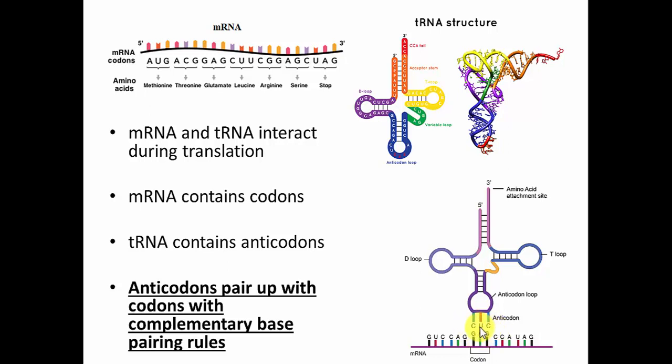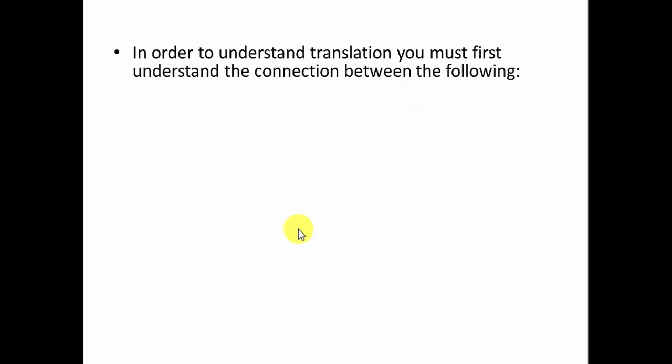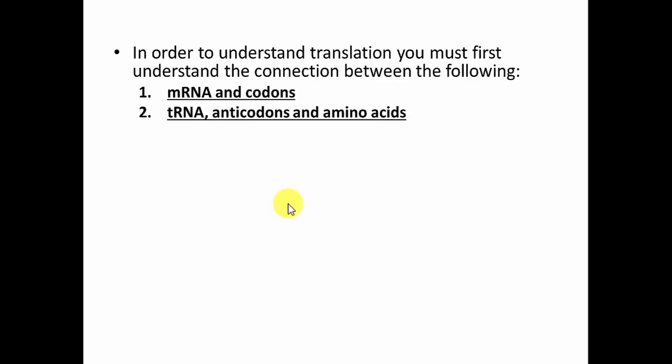This is where the video is going to show it to you better. I'm only talking about it here; to visualize it, the video does a much better job. But during protein synthesis, these two must interact. In order to really understand this process, you have to understand that there's a connection between the mRNA and the codons, and the transfer RNA, the anticodons, and the amino acids here.